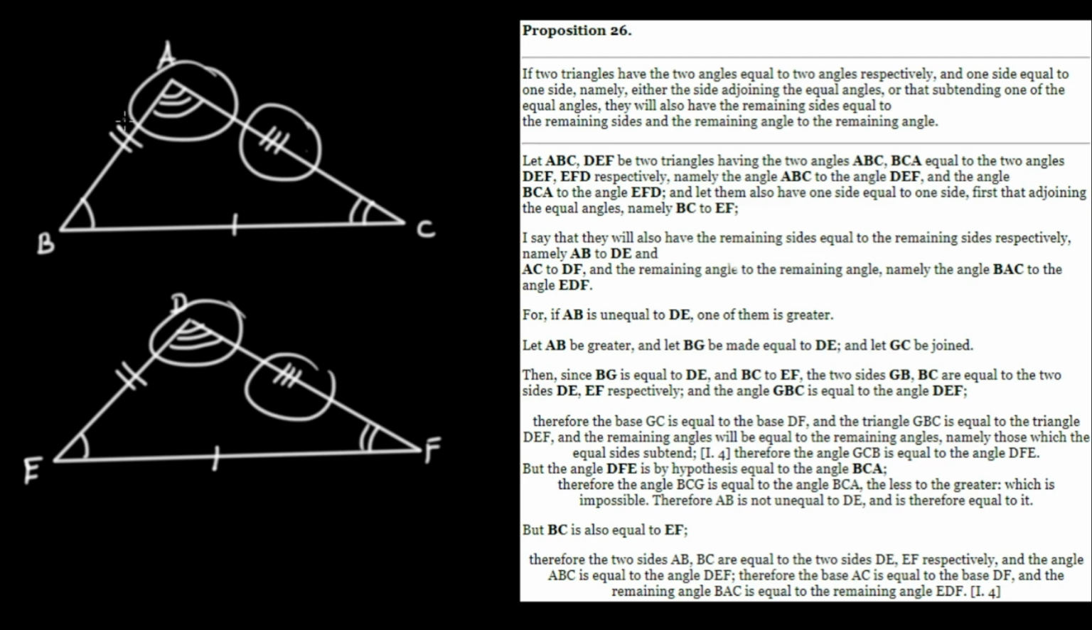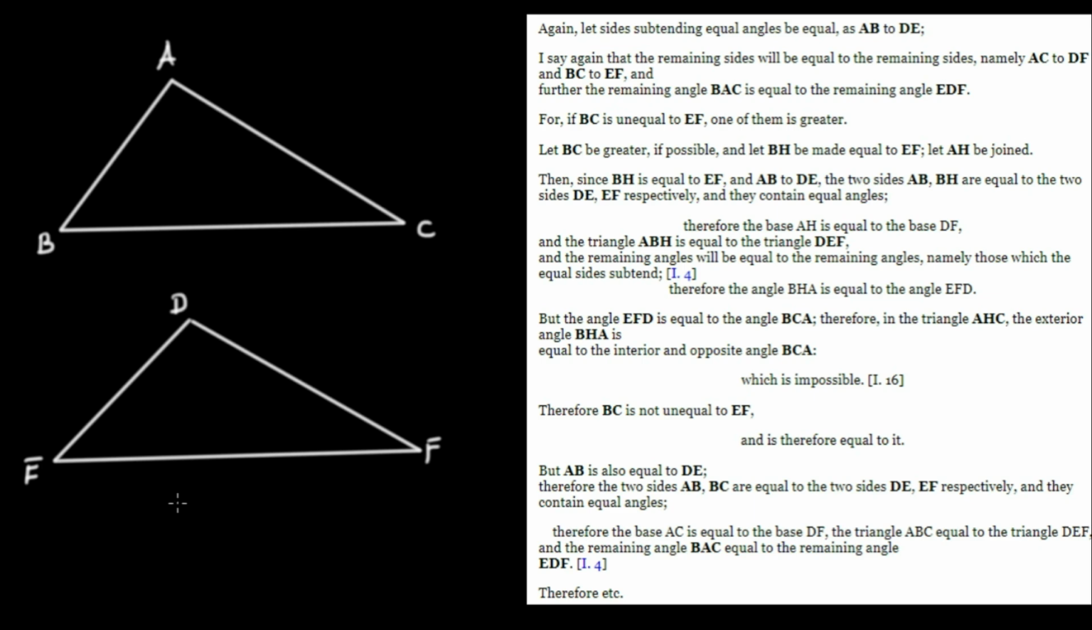These angles are equal, and these sides are also equal. That is to say, the complete equality of the two triangles. That takes care of the first part of the proposition concerning angle, side, angle. And now we move on to angle, angle, side.